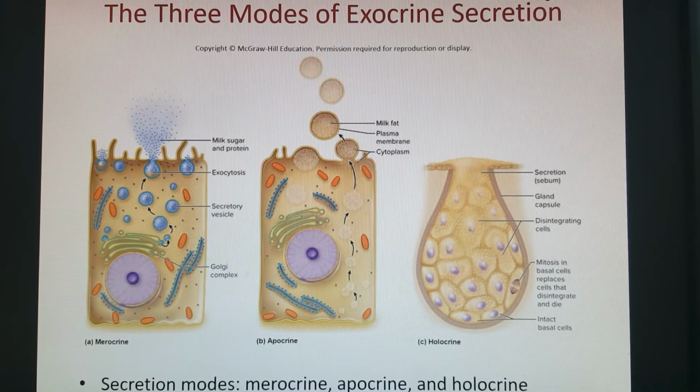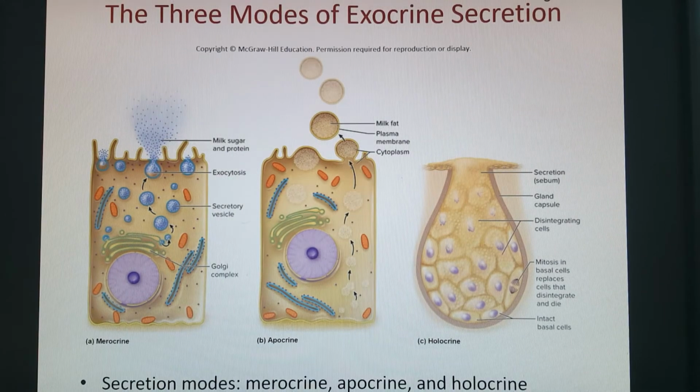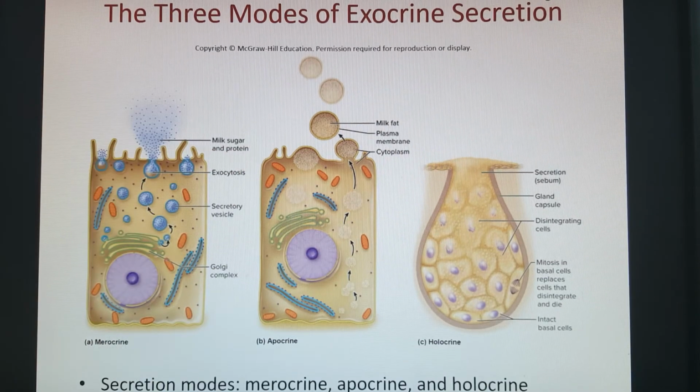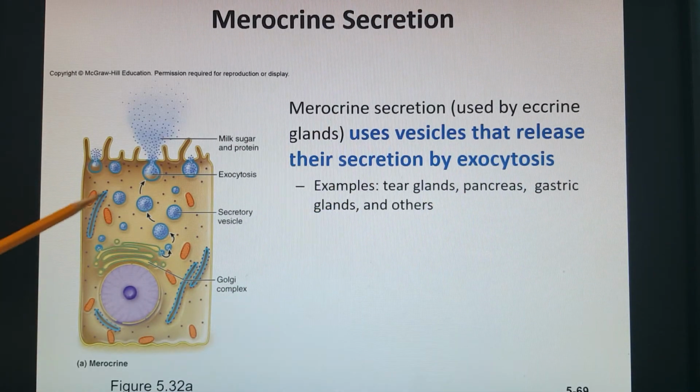Okay, so for the next section, we got our exocrine glands. We're going to focus on 3 ways how it's able to release its product. So we have merocrine, apocrine, and holocrine. So for merocrine secretion, you have a product that is packaged into a vesicle, and then that vesicle, through exocytosis, is able to release the product out of the cell.